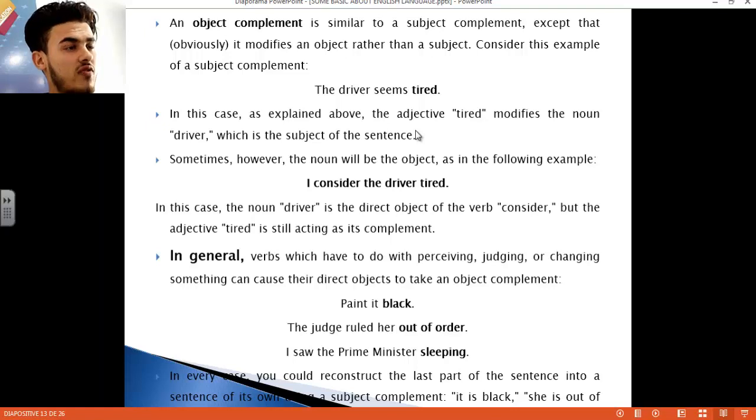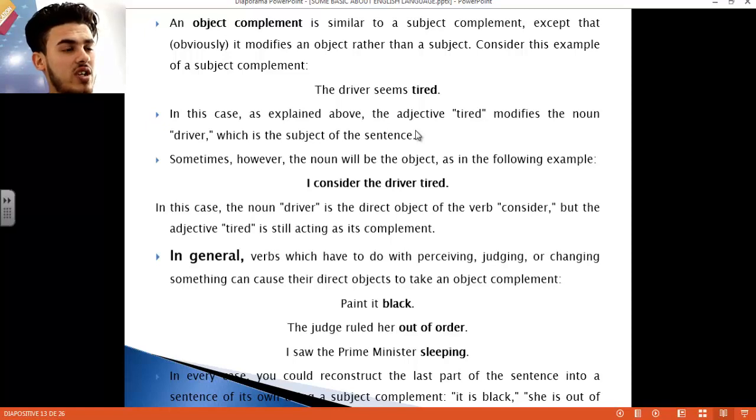Consider this example of a subject complement. The driver seems tired. As we have talked before, the verb to seem is a linking verb expressing a state, not an action. In this case, as explained above, the adjective tired modifies the noun driver, which is the subject of the sentence. Sometimes, however, the noun will be the object, as in the following example. I consider the driver tired.